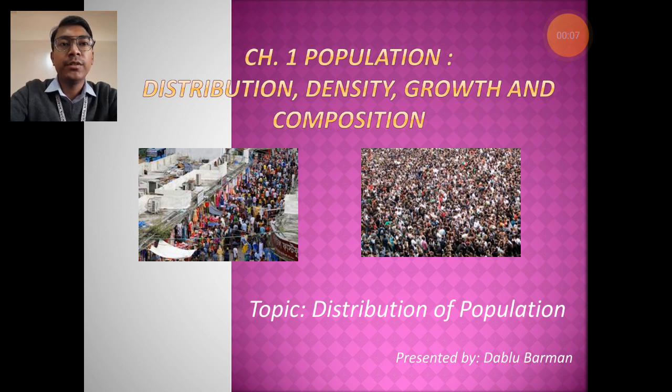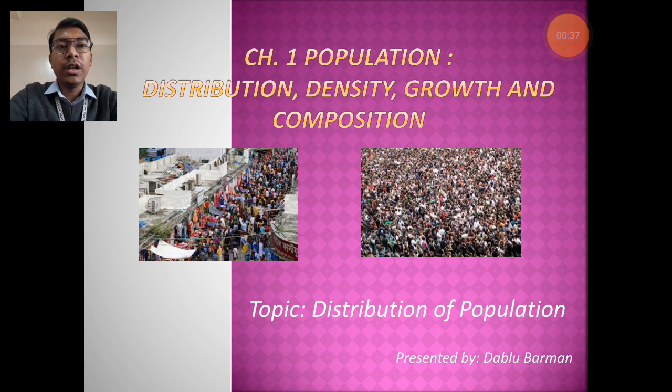Today, I am going to discuss with you all chapter number 1, population distribution, density, growth and composition from the book India, People and Economy. In this chapter, I will be discussing with you all about the distribution of population in India. So let us proceed to the discussion about the distribution of population in our country.